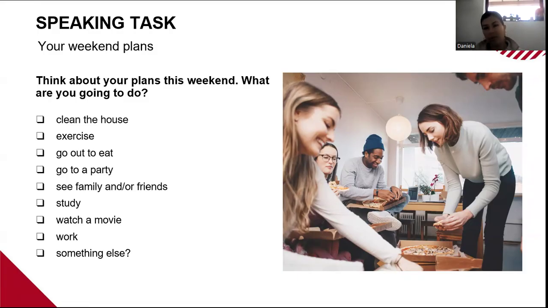You can use will if you're talking about something that just came to your mind right now. You can also use present continuous, that it's the same as using going to. So, for example, you can say, I am going to clean the house if you've already planned that, or I'm going to eat out. I'm going to go out to eat.